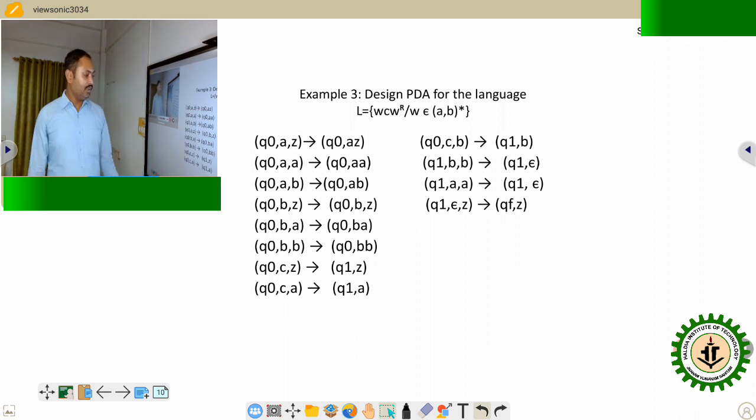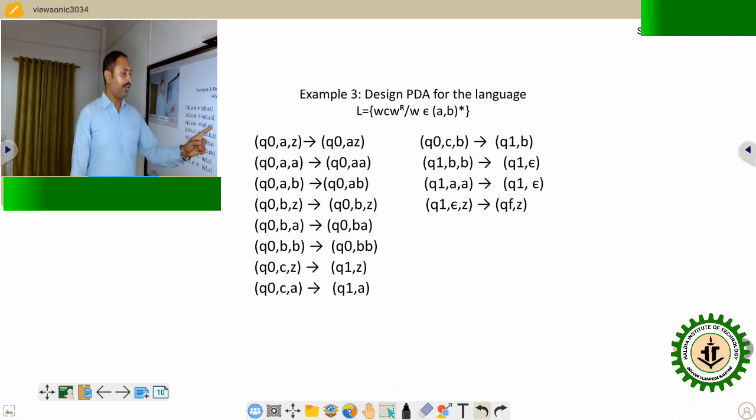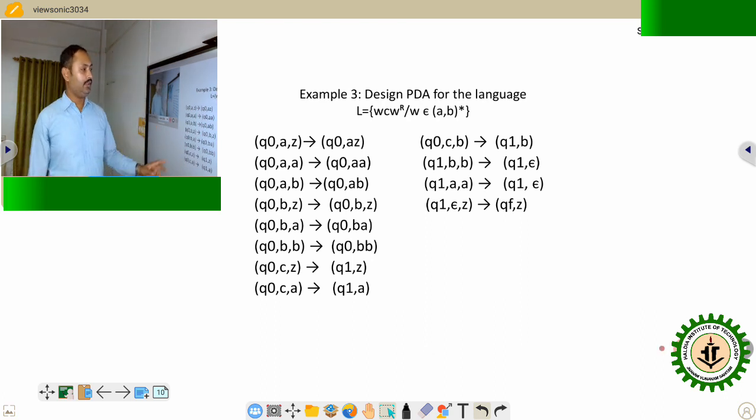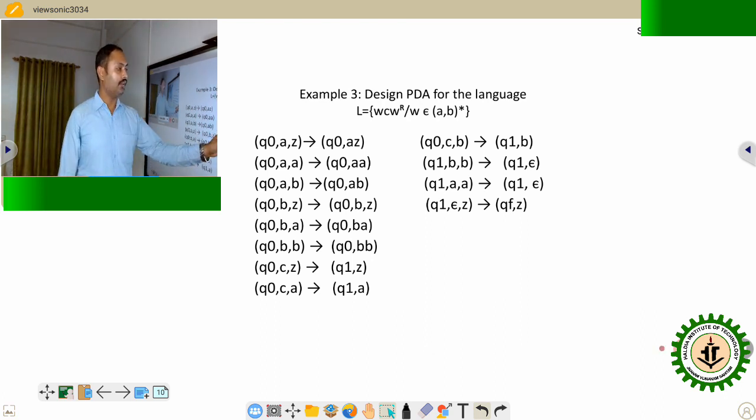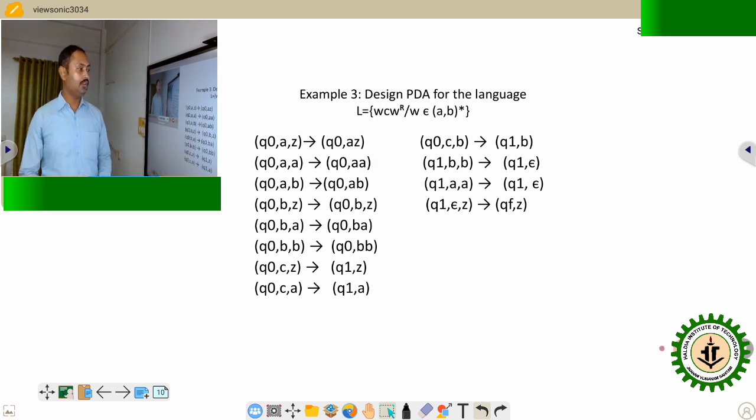So now our present state is Q1. Now what will happen if we get B and our previously added symbol is B? What is the meaning of that? We are getting B and our previously added symbol is B. So for every B, the corresponding B we have to remove. So this is the remove sign.